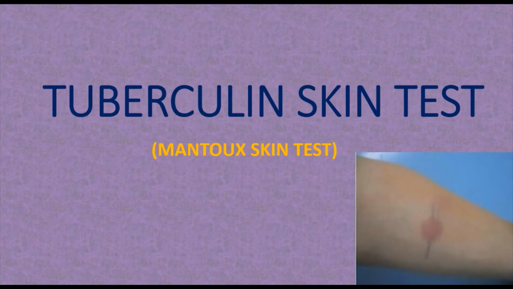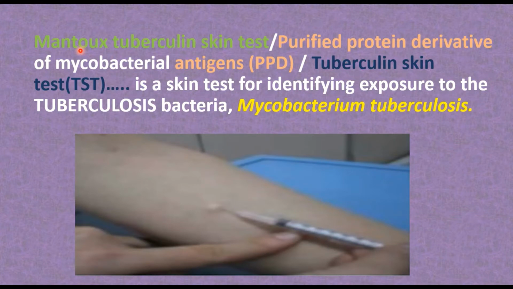Hi everyone. Now we are going to discuss the tuberculin skin test, or Mantoux skin test. The other names of this Mantoux method are Mantoux tuberculin skin test, or purified protein derivative of mycobacterial antigens, simply denoted as the PPD test, or tuberculin skin test, or TST. So these are all the different names of the same method, that is Mantoux skin test or Mantoux method.